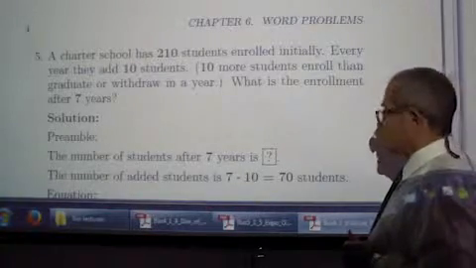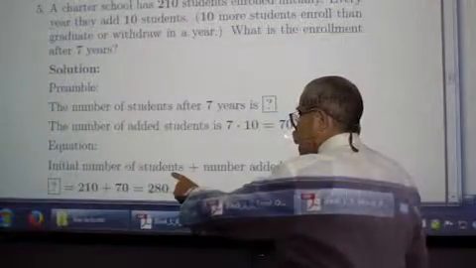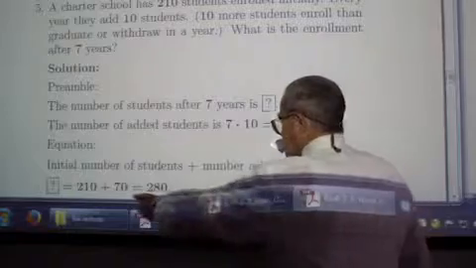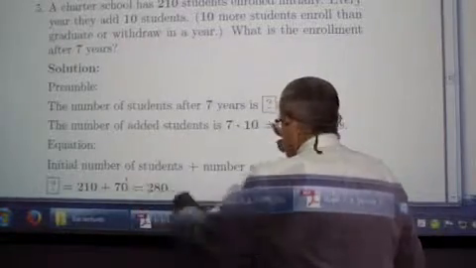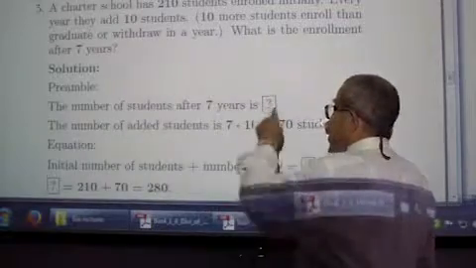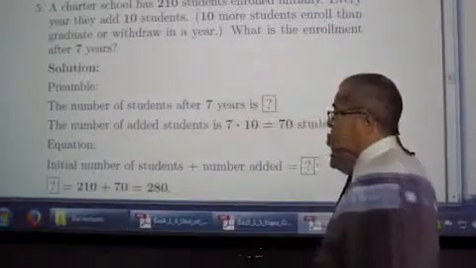So what's enrollment after 7 years? The number of students originally, which was 210, plus the number that they added in 7 years, which is 70, and that number is 280. So the number I'm looking for is 210 plus 70, or 280.